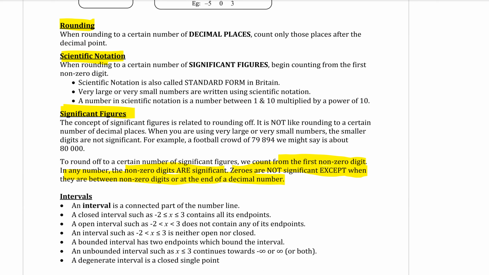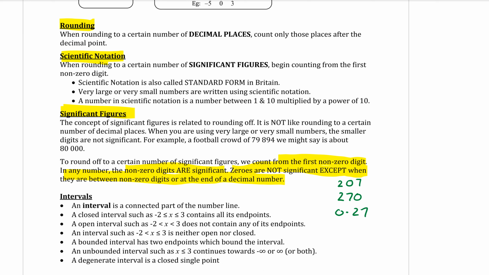So for example, 207, the zero is in between. Is that a significant zero? Yes. If I put the 0 at the end, is that 0 significant? No, correct. If I put the 0 in front, is that significant? In front of a decimal like that, is that significant? Who agrees? It's actually a no.